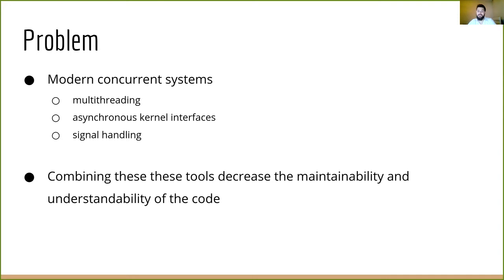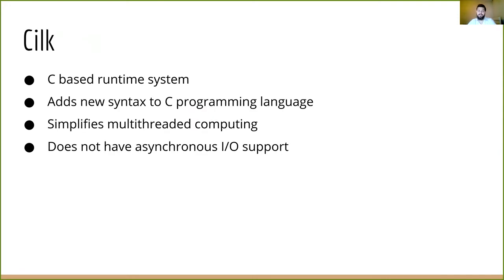One of these tools is Cilk. Cilk is a C-based runtime system for parallel programming. It is actually an extension of C. That means it has its own compiler and its own environment. It requires the programmer to learn the extended syntax and write parallel code in a non-standard way. While it simplifies multi-threaded computing, it does not have asynchronous I/O support.